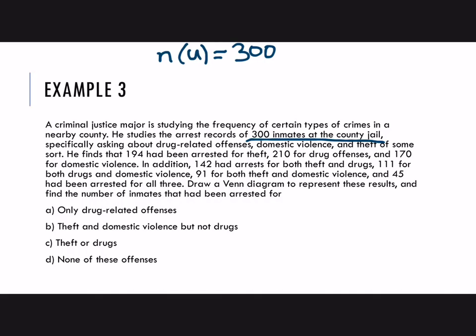He specifically asks about drug-related offenses, domestic violence, and theft of some sort. So if he's asking about 3 things, those are your 3 sets. Let A represent people arrested for drug-related offenses. B is people who were arrested for domestic violence. And C is people who are arrested for theft of some sort.